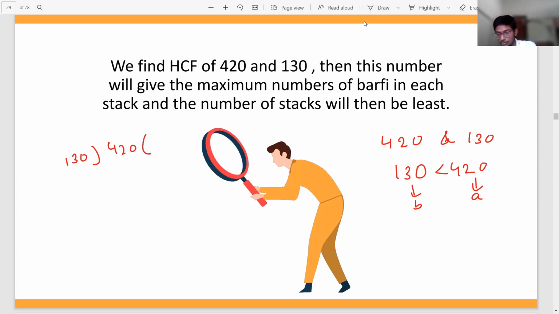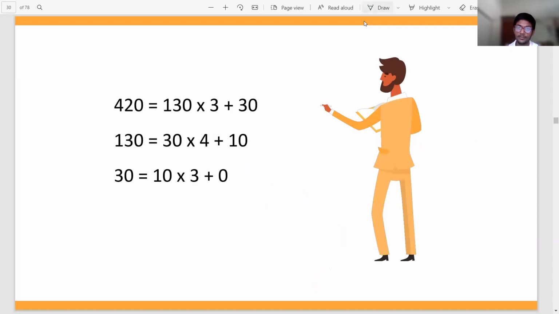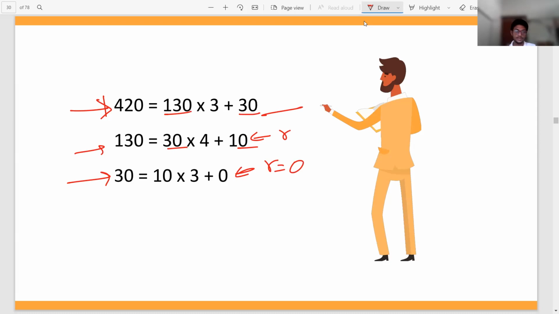Okay, moving on, here we come. When 420 is divided by 130, we will have this thing. Then again, we will divide 130 by 30. Remainder is 10, still not 0. Again, we will divide 30 by 10. Doing this, we got remainder as 0. Since we got remainder as 0, 10 will be our HCF. 10 is our HCF of 420 and 130.